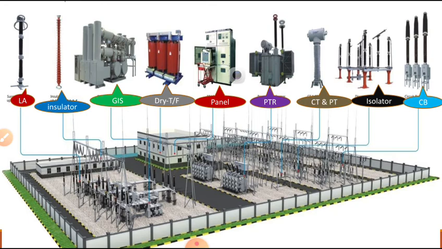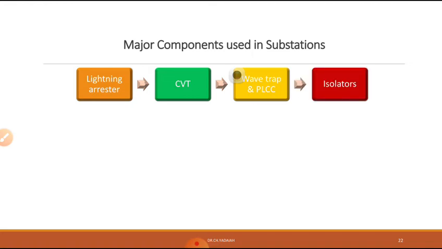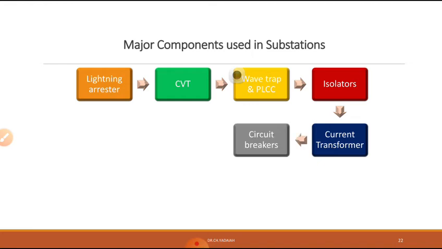Now let us see what you have seen here. First we have seen the lightning arresters. Next CVT, that is nothing but the capacitor voltage transformer. This can be used for PLCC as well as to act as a PT, the potential transformer. Now after that it is going to the wave trap, where we are using the PLCC, just like a communication line. After that it is going to the isolators. After that the current transformer, CT. After that the circuit breaker, where the circuit breaker can operate. After that it goes to the power transformers.